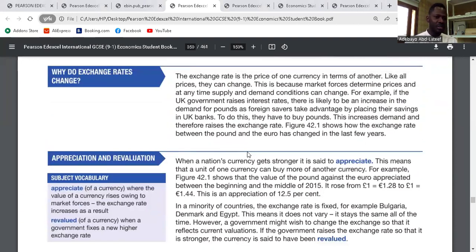Why do exchange rates change? The exchange rate is the price of one currency in terms of another. Like all the prices, they can change. This is because market forces determine prices, and at any time, supply and demand conditions can change.